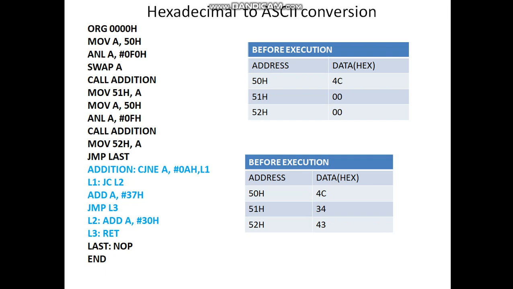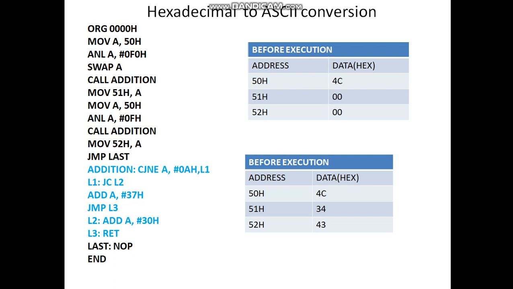How to get C from 4C? Okay, first you fetch the input from 50H location, put it in accumulator. Then you have to AND it with 0F. So the output will be 0C. Then once again the subroutine has to be called. Okay, so it will come to the subroutine.